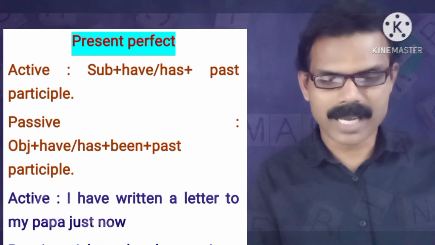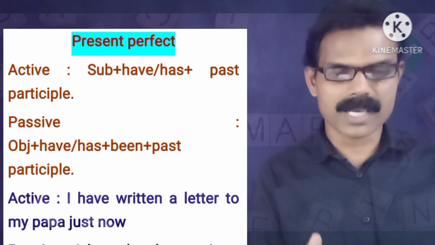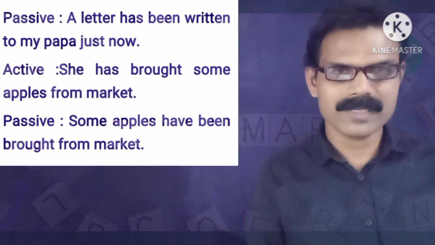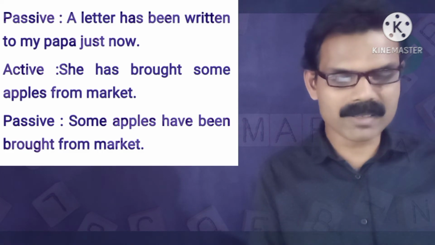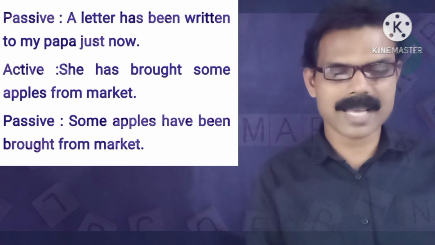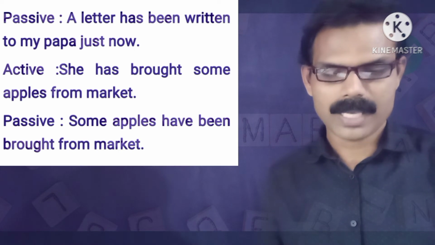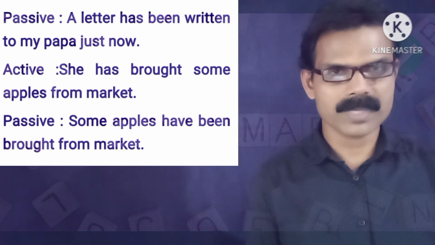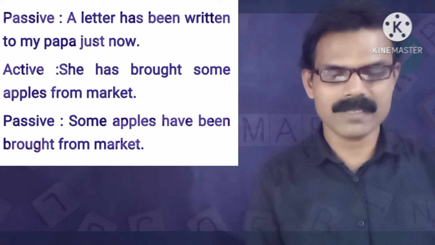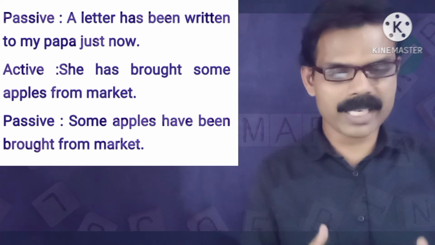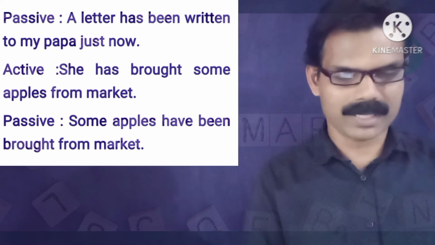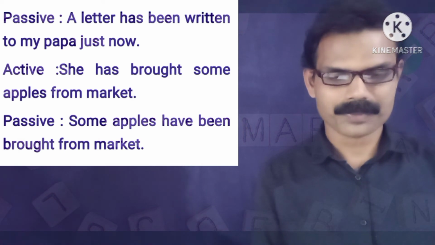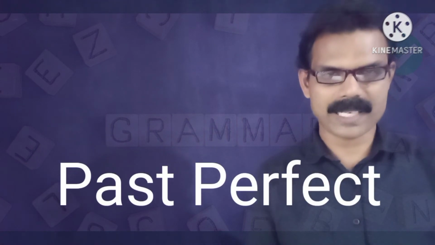Example, active, I have written a letter to my papa just now. Passive, a letter has been written to my papa just now. Active, one more example, she has brought some apples from market. Passive, some apples have been brought from market. Clear? Okay, now let's go to the past perfect.